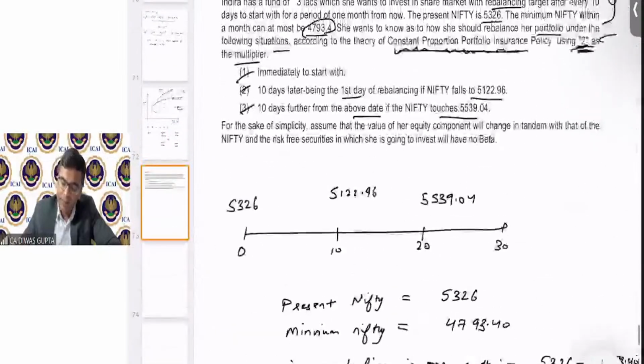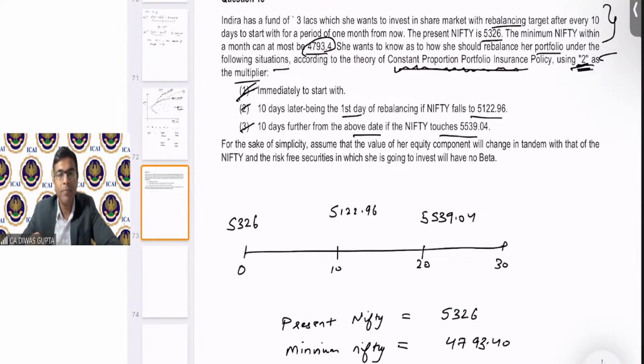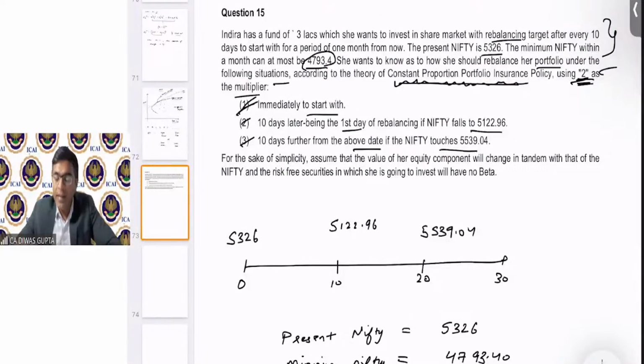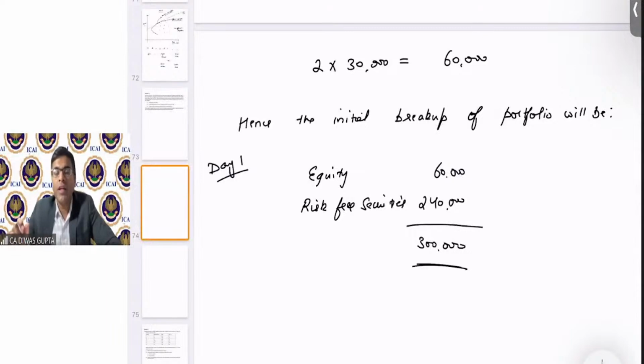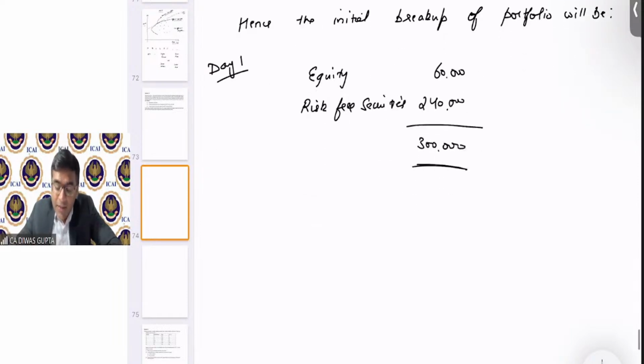Now, second part. So immediately to start with is done. Okay. Then 10 days later being the first day of rebalancing if Nifty falls to 5122. So students, first of all, what do we mean by rebalancing? By rebalancing, we mean that we need to constantly change the proportion between equity and risk-free securities basis the latest prices that are going on in the market. Why? Because the overall tolerance limits or the overall amount that we are expecting changes with the changes in the prices. It never remains same. Okay. Let us see how.